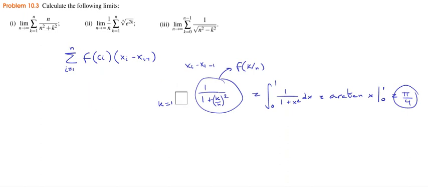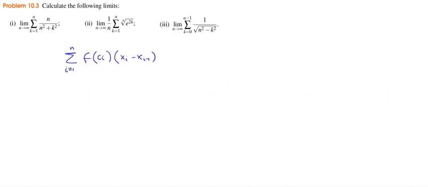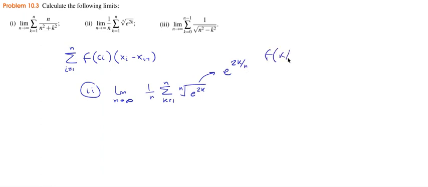Okay. Now for the second one, we have the limit when n goes to infinity of 1 over n times the sum from k equals 1 to n of the nth root of e to the 2k. We can rewrite this as e to the 2k over n. So this is f of k over n, where f is e to the 2x, right? So this is the integral between 0 and 1 of e to the 2x dx, and this is 1/2 of e to the 2x between 1 and 0, so 1/2 of e squared minus 1.